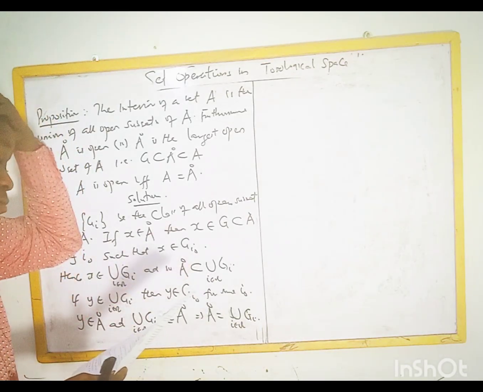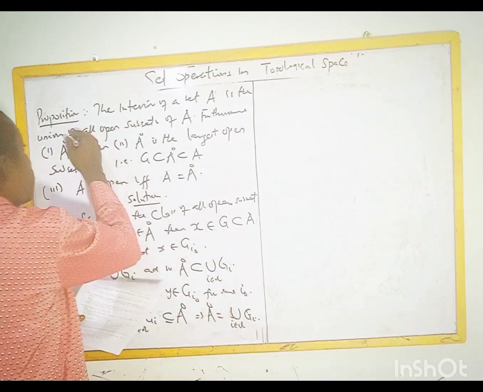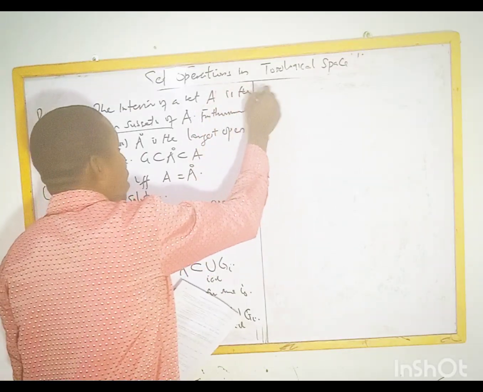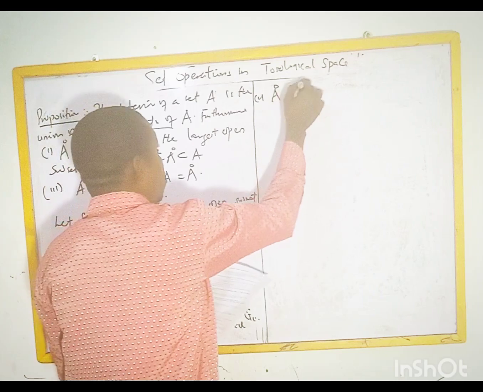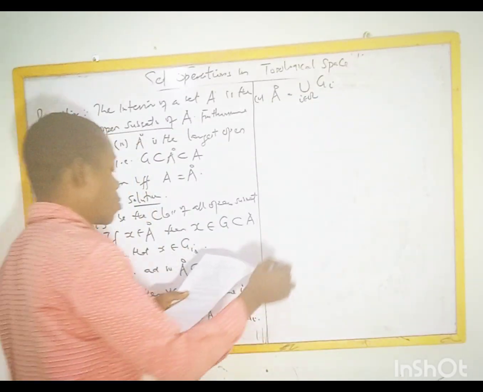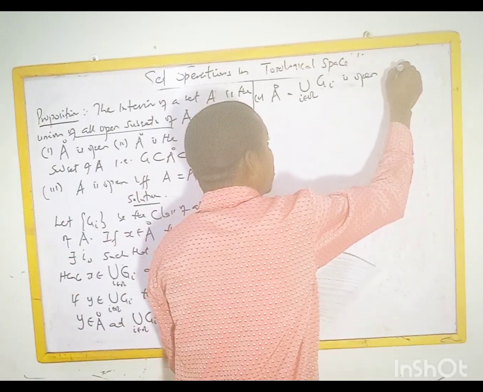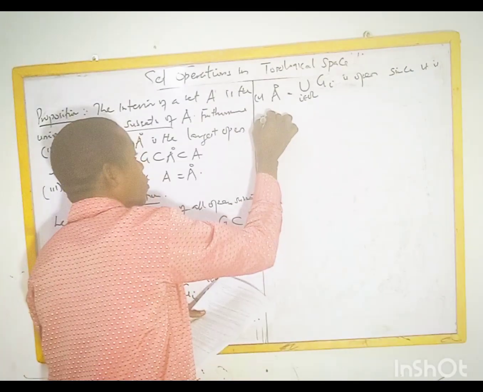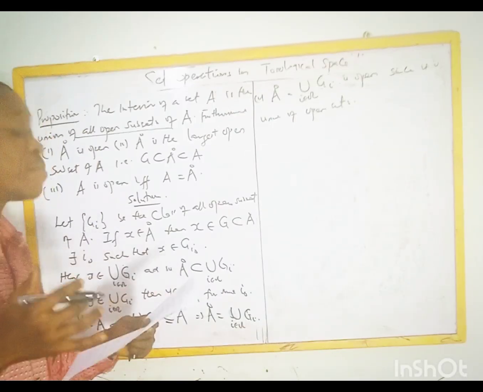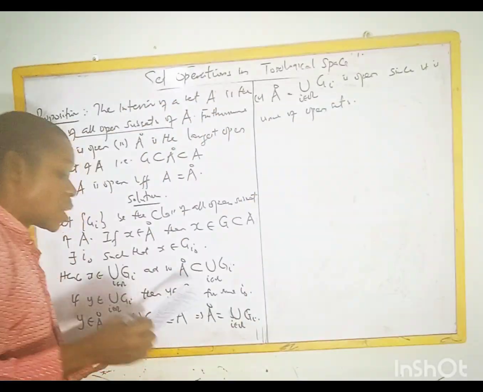So from here, we can begin to infer that the interior of A is a union of open subsets. That one is true. So by what we just explained, we can say, one, the interior of A is equal to the union over i in omega of G_i. Since it is the union of open sets, it is open. Definitely the interior of A will also be an open set.